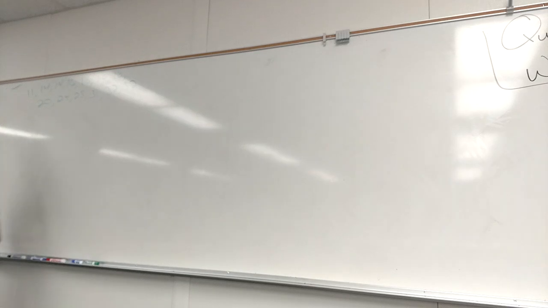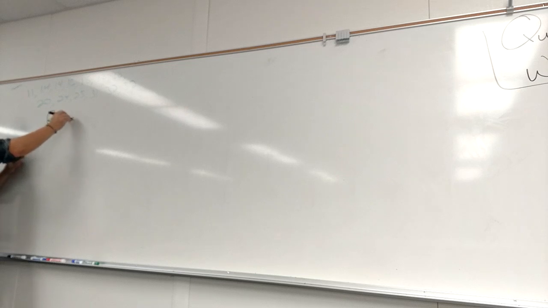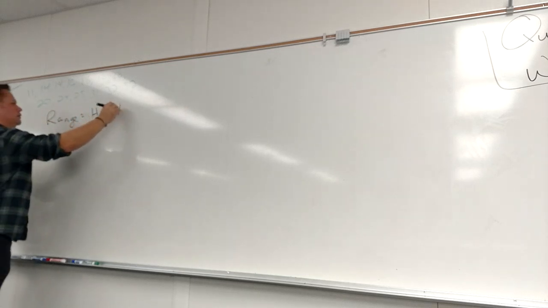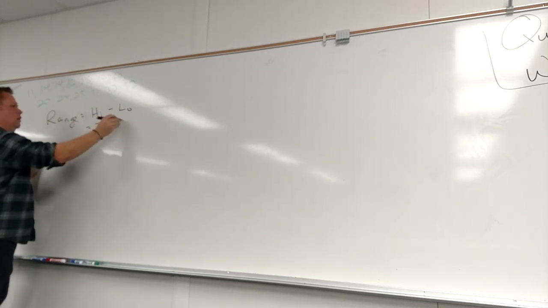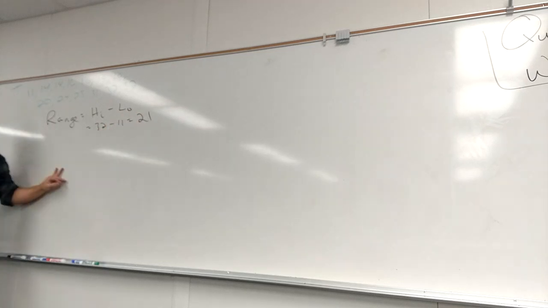So let me just ask you, what's your gut tell you, what's the range of this data? How far does this data range? What would you think to do? Subtract, yeah. It goes from what to what? 11 to 32. So the range is 32 minus 11. I like it. So range in general is high minus low. So the range of this is 21. That's like the 35 feet for that wall.